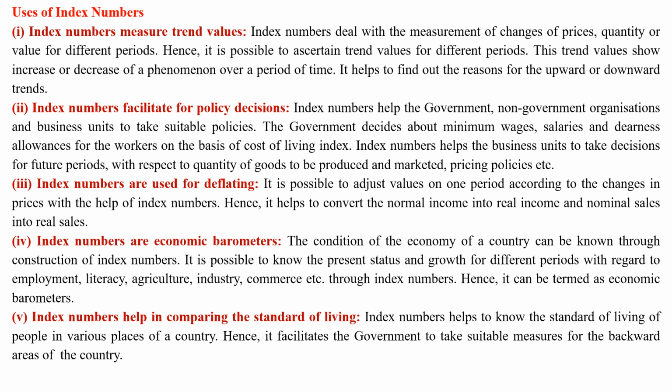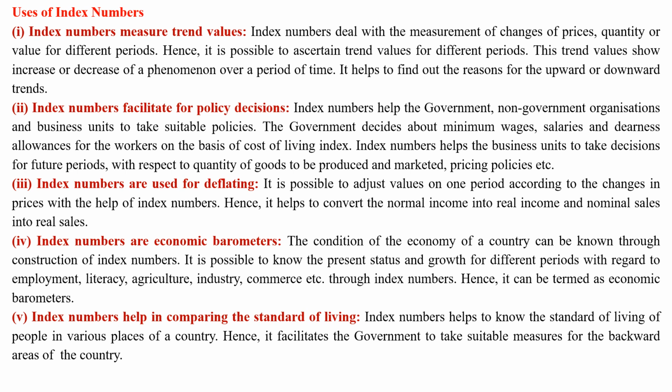II. Index numbers facilitate policy decisions. Index numbers help the government, non-government organizations and business units to take suitable policies. The government decides about minimum wages, salaries and dearness allowances for the workers on the basis of cost of living index. Index numbers help the business units to take decisions for future periods, with respect to quantity of goods to be produced and marketed, pricing policies, etc.